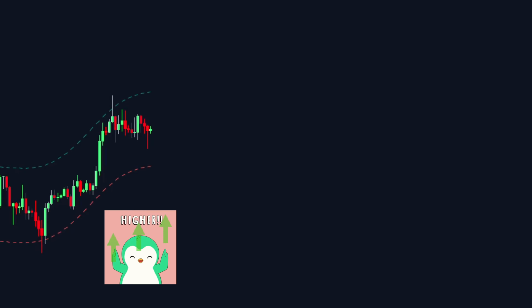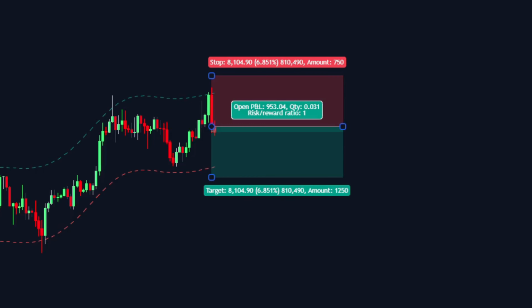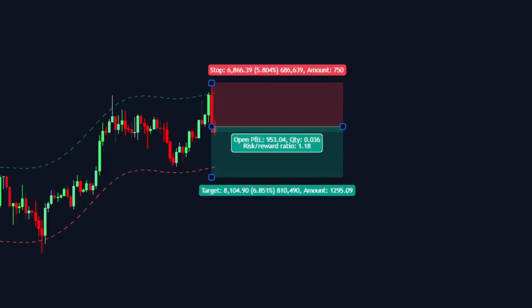Now flip everything perfectly for the short side. Price has been rallying. Buyers pushing it higher and higher. Price is stretched too far above fair value. It's at an extreme. Same rule applies. Don't short the touch alone. Wait for the next candle to close back inside the envelope, back below that upper band. That's your confirmation. Sellers rejected the extreme and are now pulling price back toward fair value. Short entry on that close back inside.